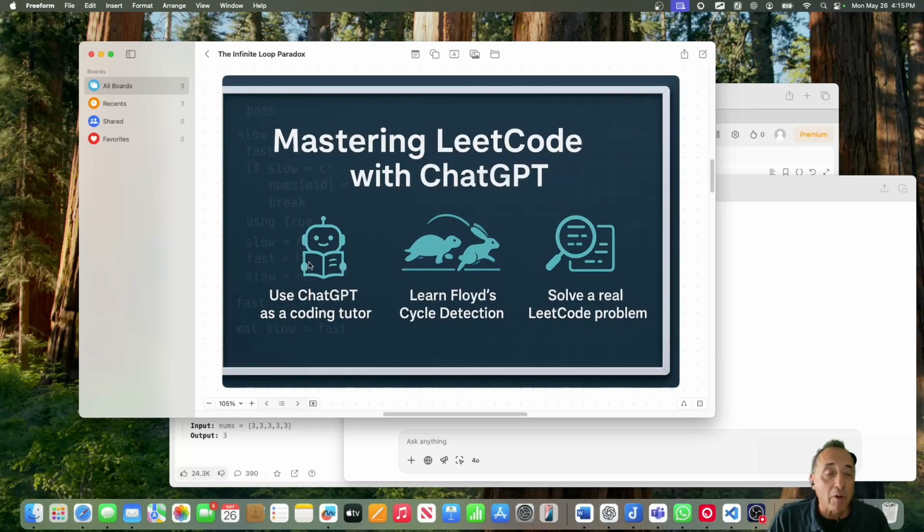So today we're going to solve a real problem using LeetCode. We're going to use ChatGPT as our guide, and we are going to learn Floyd's cycle detection algorithm. So let's go right into it.